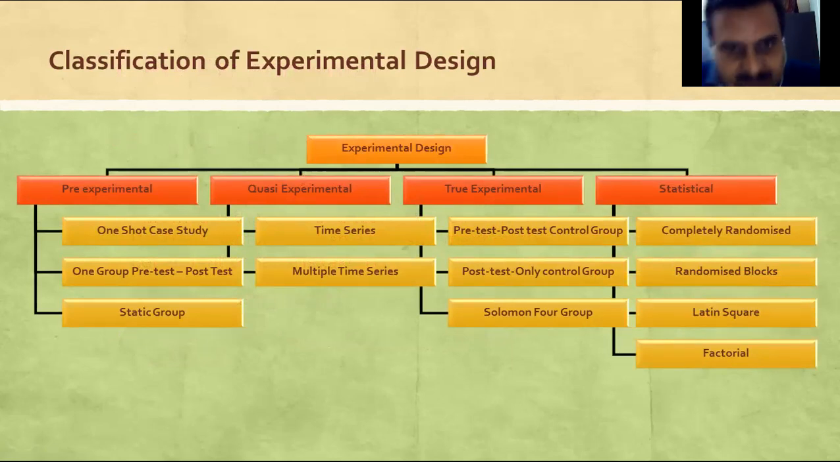Let me clarify a few things. Pre-experimental is loosely structured, and this is the most vague kind of experimental research design, where biasedness is very much prominent. We are not able to negate the impact of extraneous variables in pre-experimental. More than this, quasi-experimental is a bit structured, but less than true experimental, and true experimental is less structured than statistical. So the most appropriate result is going to be observed in statistical research design.